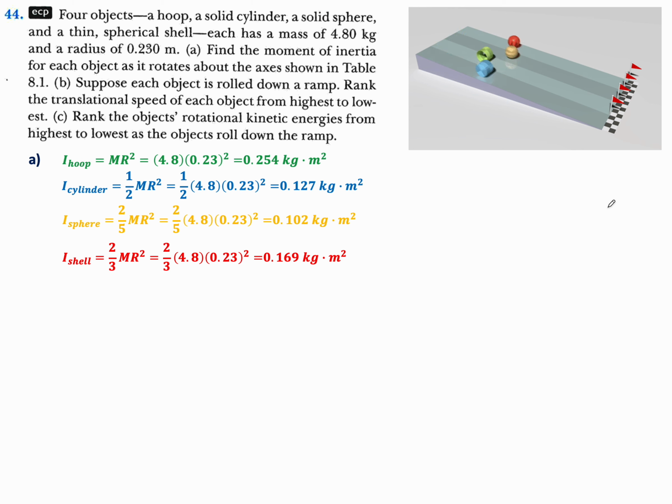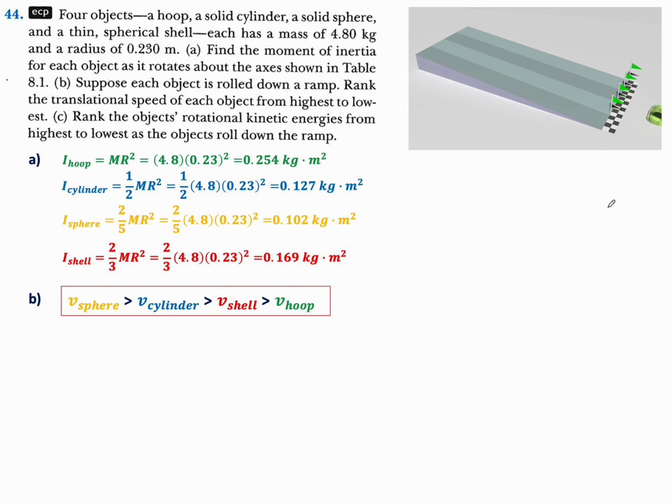Suppose each object is rolled down the ramp. Rank the translational speed of each object from highest to lowest. So this is asking, what's the final velocity at the bottom of the ramp? And you can visually see it, and we've already talked about it. The sphere ends up with the largest speed at the bottom. It's the easiest one to get rotating. And the hoop, the most difficult, ends up with the smallest speed at the bottom. It doesn't get much velocity at all.